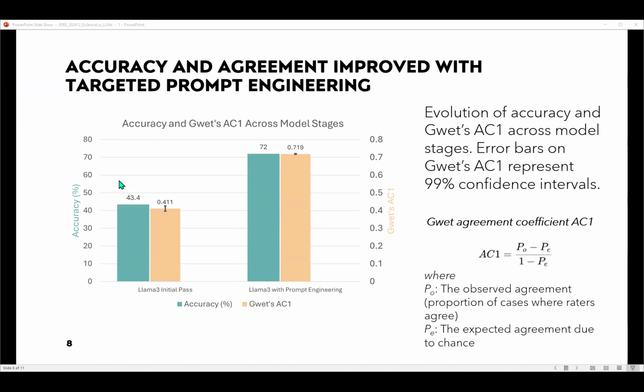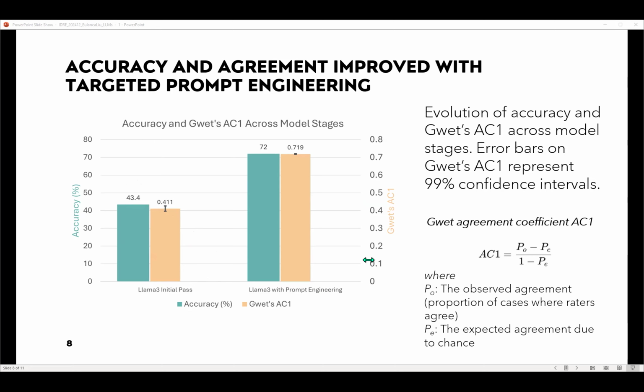So I did an initial first pass with Llama 3 and didn't really give it any information on what radiation necrosis or tumor progression was, and saw an accuracy around 43.4% and an agreement coefficient, which is AC1, of around 0.41. AC1 is useful in assessing how closely different raters agree on categorizing items. So it considers both observed agreement as well as expected agreement and adjusts for agreement purely by chance.